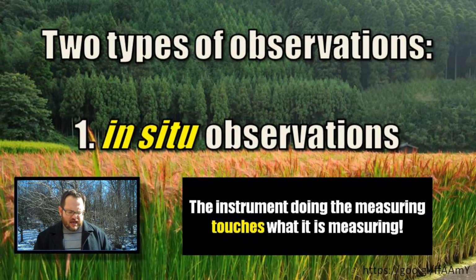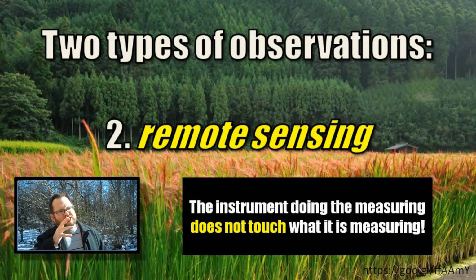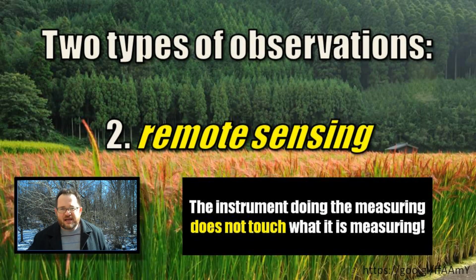Okay? This is in contrast to the other strategy in science for measuring something. That's called remote sensing. Remote sensing, broadly, is when the instrument that is doing the measuring is not touching what it measures. Telescopes. A telescope that is being used to take some observations of the moons of Jupiter is not touching the moons of Jupiter. It's billions of miles away.